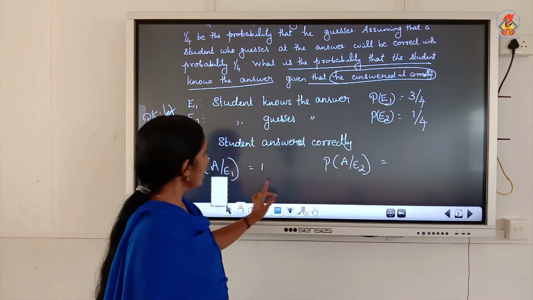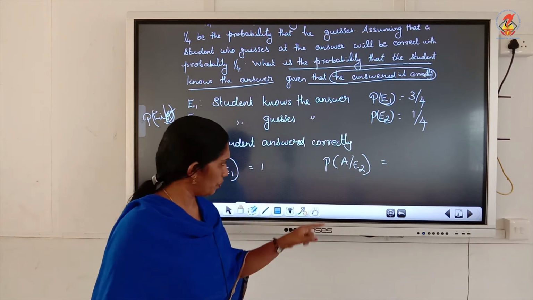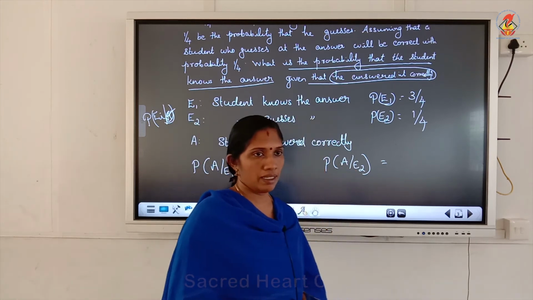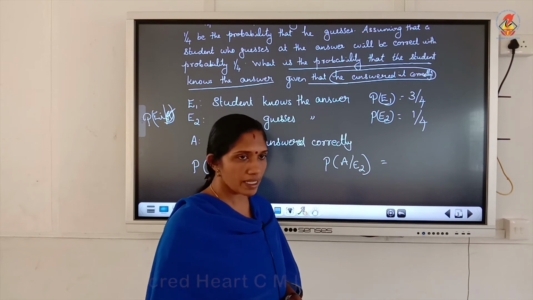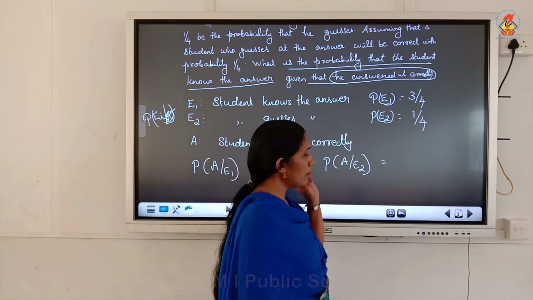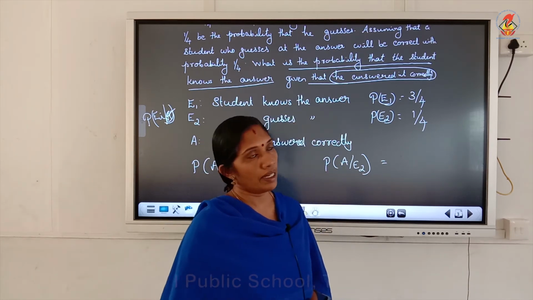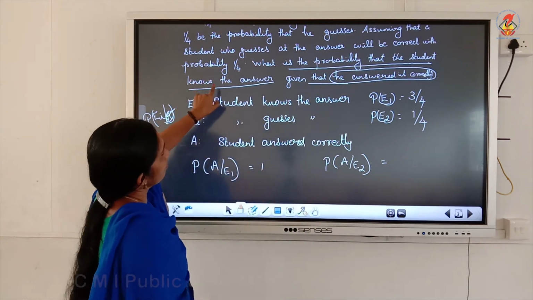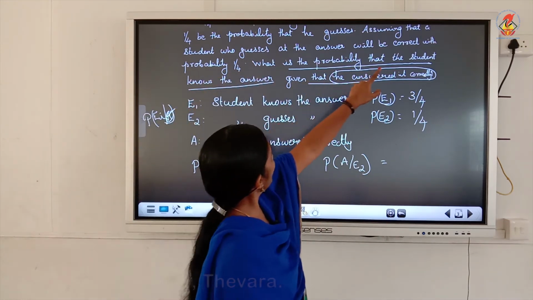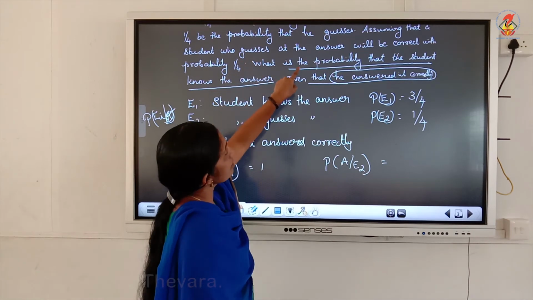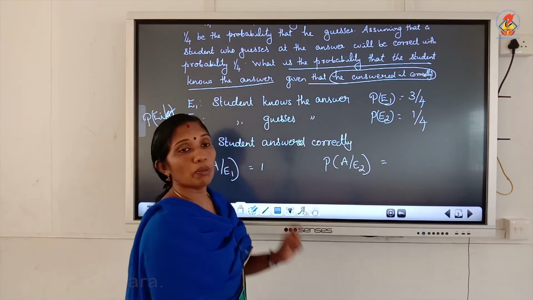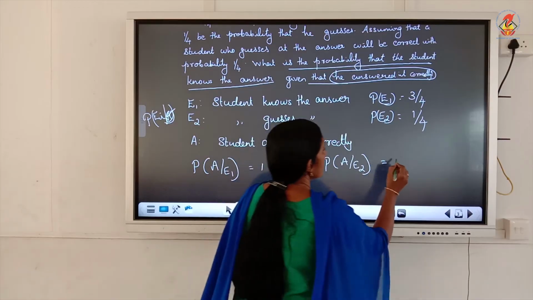Okay. Now what is this one? A given E2. E2 means student guesses. He doesn't know the answer, he just guesses and writes the answer. And A means that the answer is correct. That is given in the question. Okay. Look here, assuming that a student who guesses at the answer will be correct with probability 1 by 4. So this one is 1 by 4.